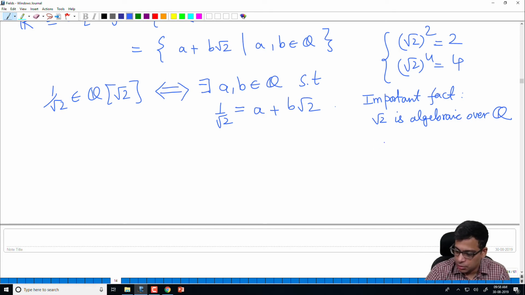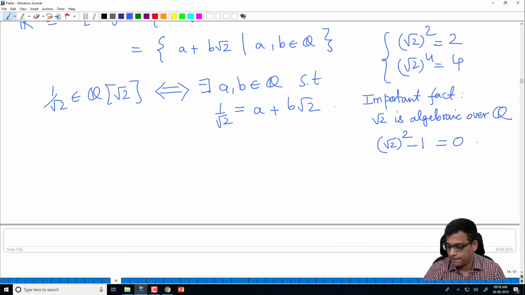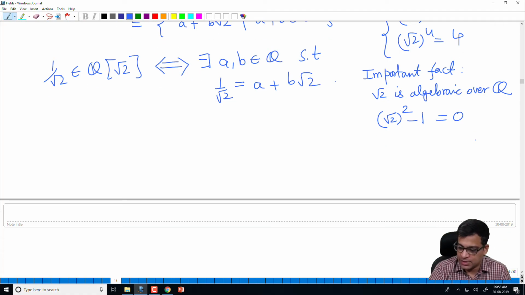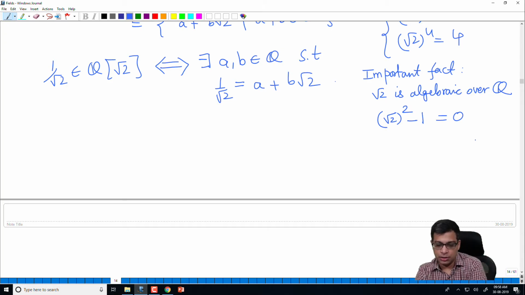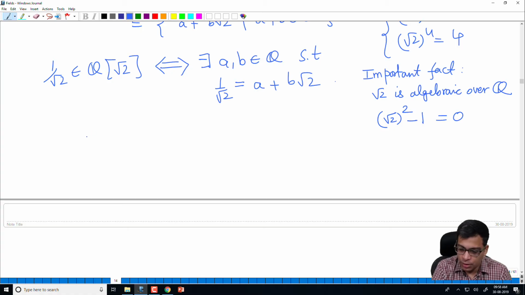So that means we know that root 2 squared minus 2 is 0. Okay. So let's use this as our tool to write this. So how do you write this? So for example, we are going to use the fact that root 2 is algebraic, right? So root 2 squared minus 2 is 0.